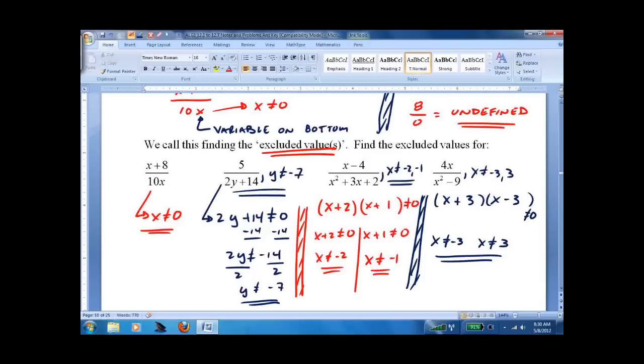Excluded values. The one step that causes so many problems because people either A, forget about it, or B, confuse doing a problem with finding the excluded values. Those are two completely, totally separate processes.